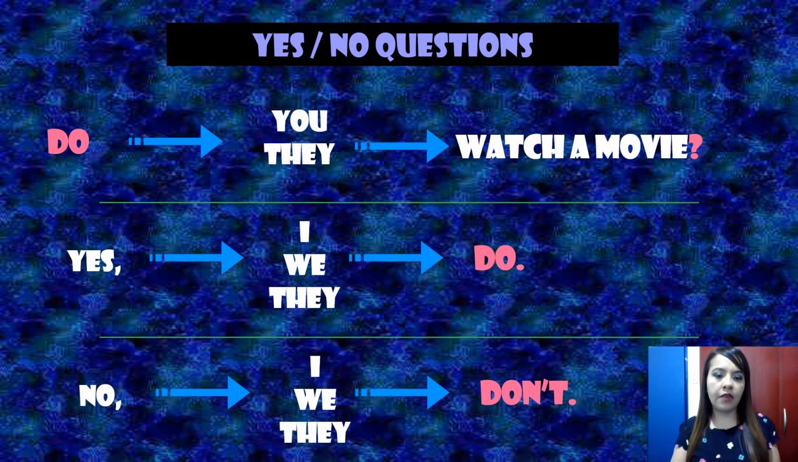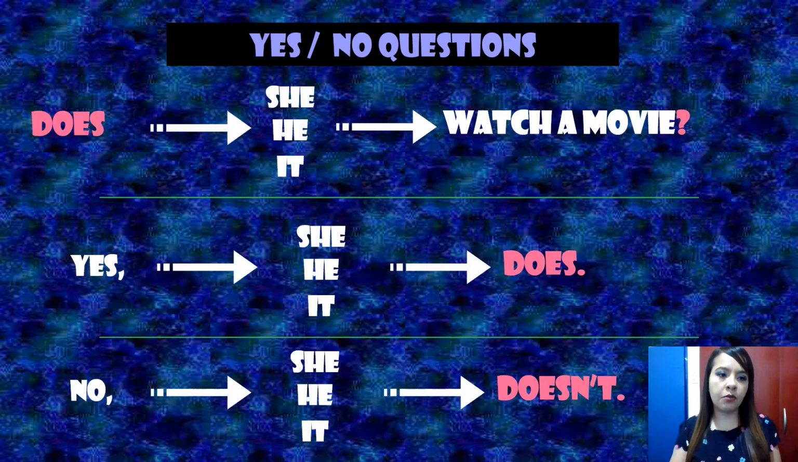Okay, here we have like a little summary of how to answer these questions. So as it is a yes-no question, we have to answer with yes or no. The same happens with this other question. We have to answer with yes or with no. That's why they're called yes-no questions.